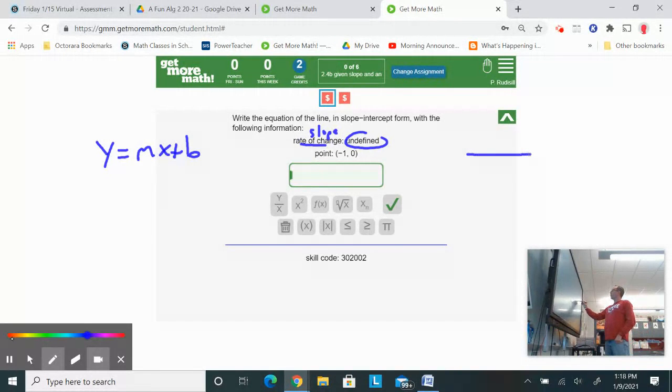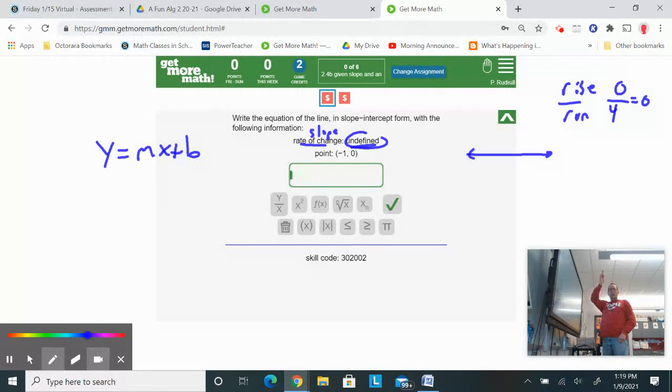Think about a horizontal line. A horizontal line has rise over run. It has no rise, 0, but it can run. You can go 3, you can go 4. Anything you divide, 0 divided by 4, 0 divided by 10, you're going to get 0. So a horizontal line has a slope of 0. This has an undefined slope, so it must be a vertical line.